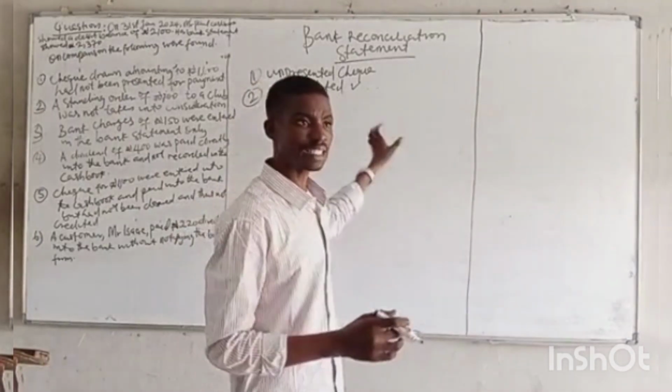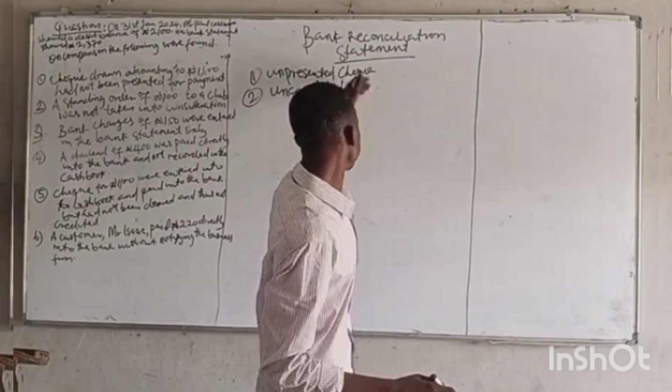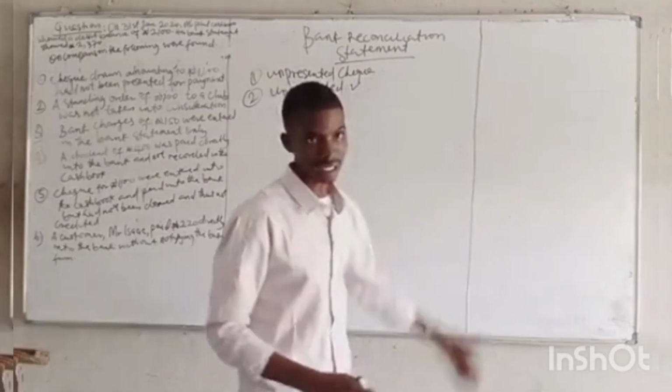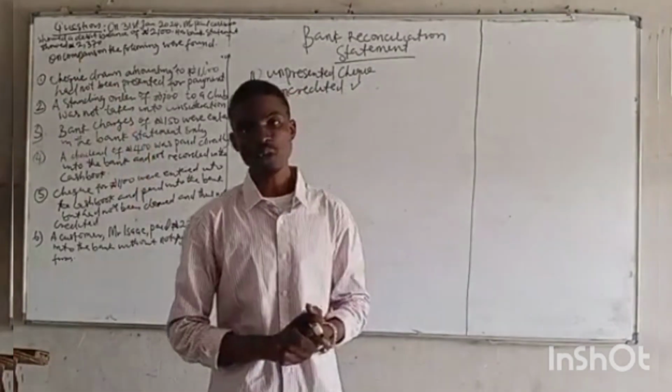So now to correct it, what has to be done? This balance has to be deducted from the cash book balance, so that the balance of the cash book and that of the bank statement will be equal.